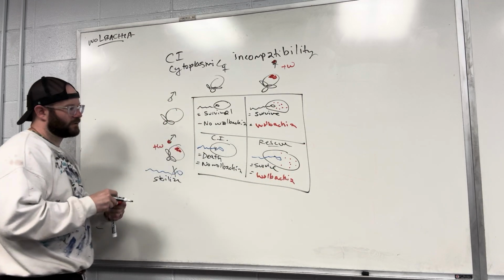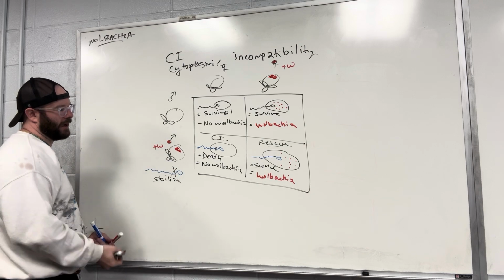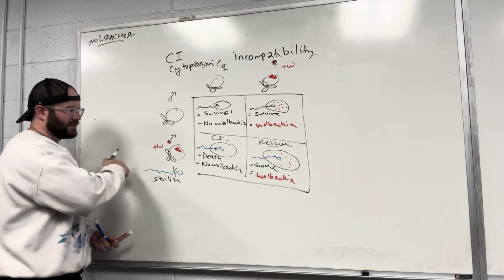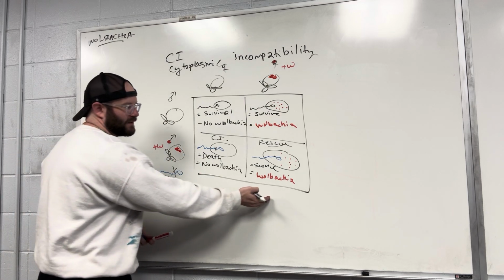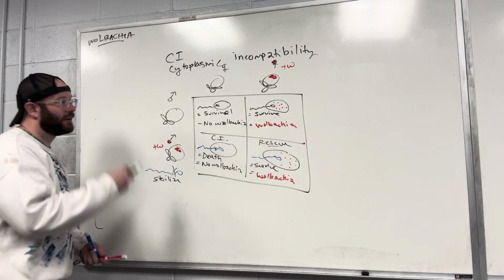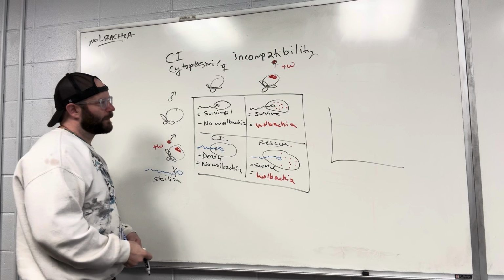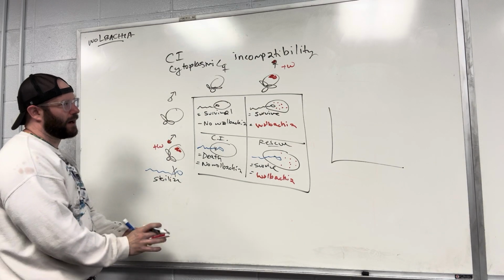So if I ask what is CI, you should be able to draw this. And the main one you want to remember is especially this one, because this is the CI cross, and then this is the reciprocal rescue. Okay, so let's think about what this causes to happen at a population level.